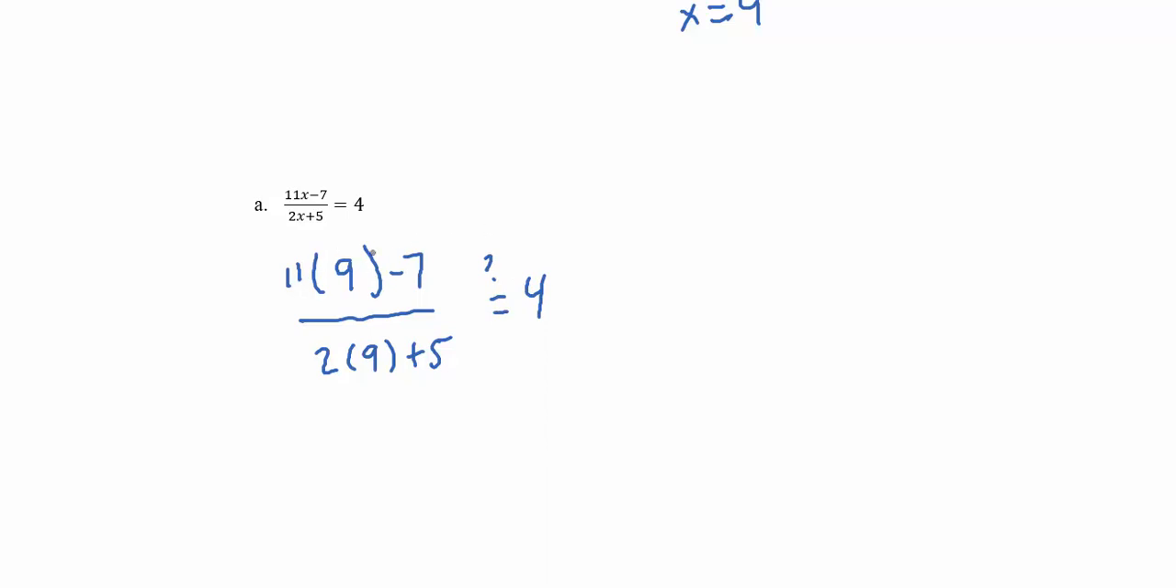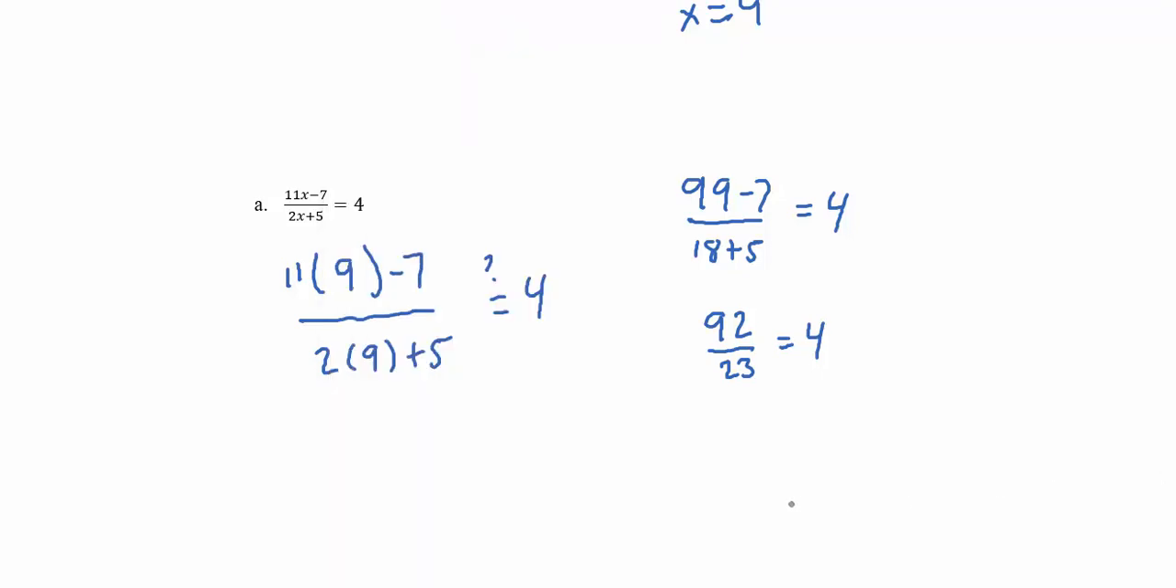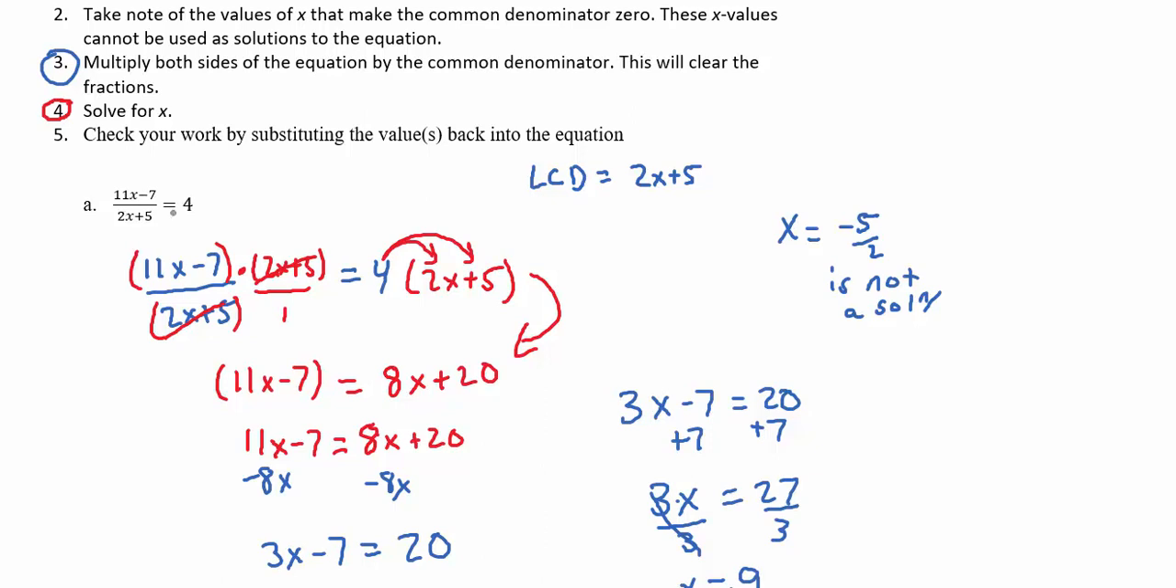So let's see here. 11 times 9 is 99. 2 times 9 is 18. 99 subtract 7 is 92. 18 plus 5 is 23. And now I have to figure out, is 92 divided by 23 equal to 4? So it turns out that 92 divided by 23 is indeed 4. If you need your calculator for help, that verifies it right there. So I have the statement that 4 equals 4, which is a true statement, which means this result of x equals 9 is indeed a solution to this equation. What's more is it's the only x value that is a solution to this equation.